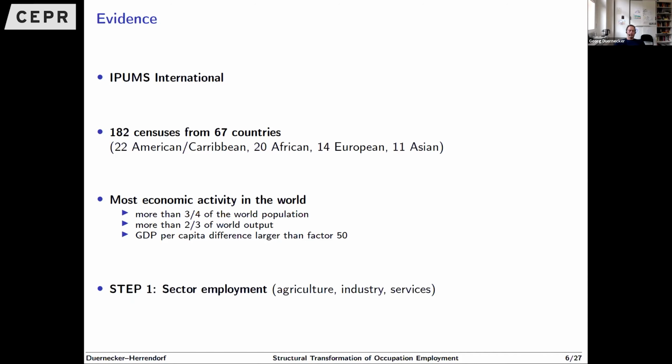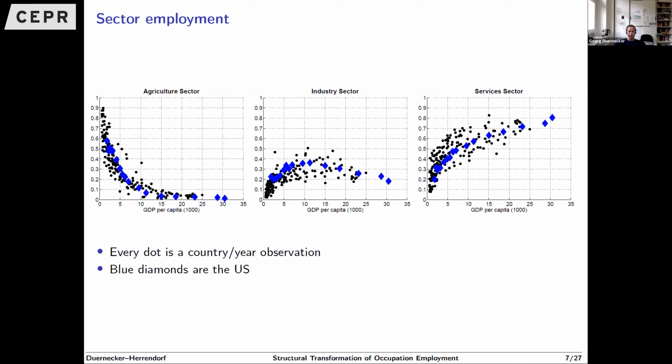To get started, we follow the conventional approach, and we compute employment at the sector level, where we distinguish between the three usual broad sectors, namely agriculture, industry, and services. We do this to check whether our sample of countries produces the usual patterns of structural transformation of sectoral employment. So here's what we find. Every dot in this figure is a country-year observation, and the blue dots are observations for the US.